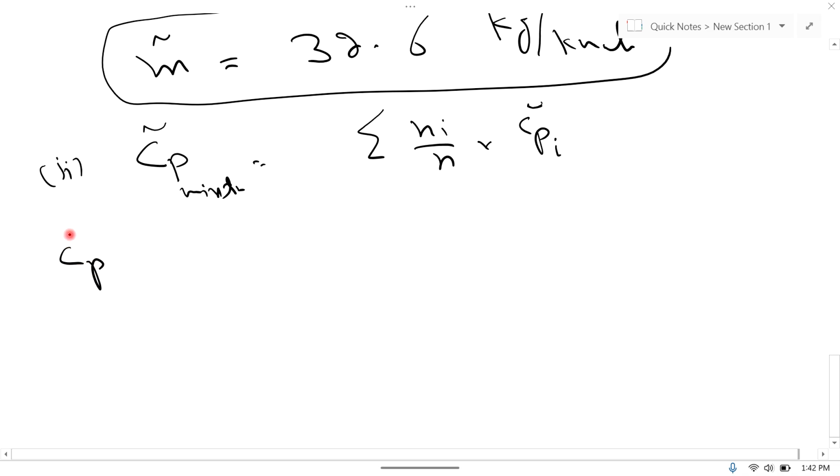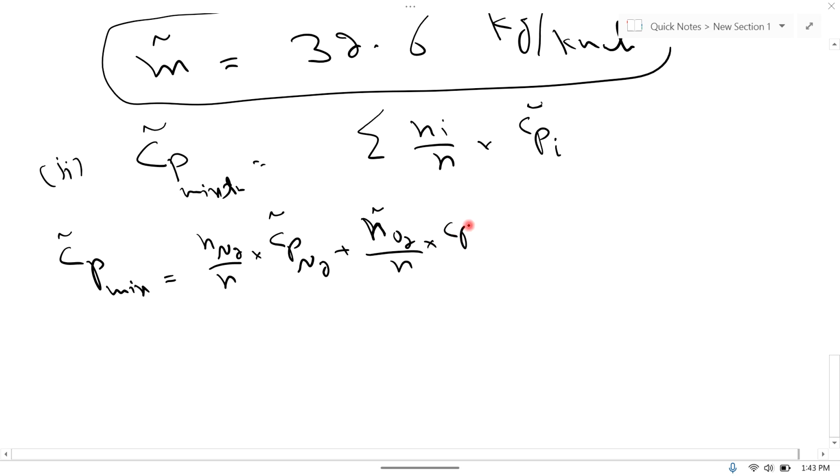So Cp dash for the mixture is equal to the summation of Ni divided by N, the molar fraction of nitrogen, multiplied by Cp dash per nitrogen, plus the molar fraction of oxygen multiplied by molar Cp per oxygen, plus the molar fraction of carbon dioxide multiplied by Cp dash per carbon dioxide, plus the molar fraction of carbon monoxide multiplied by Cp dash per carbon monoxide.